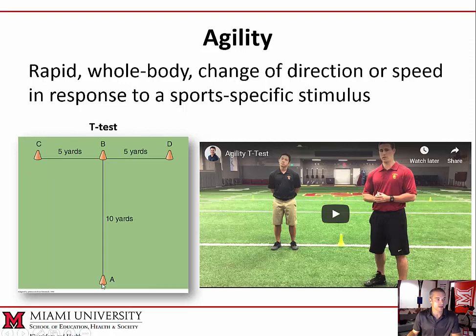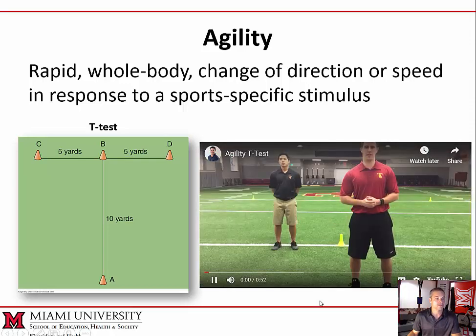The athlete would start here at cone A. When the whistle blows, they would sprint 10 yards to cone B, shuffle left 5 yards to cone C, shuffle right all the way to cone D, so covering 10 yards, shuffle left again 5 yards to cone B, and then backpedal as quickly as possible 10 yards to cone A, and then the watch stops. So let's watch this short video of this t-test in action here.